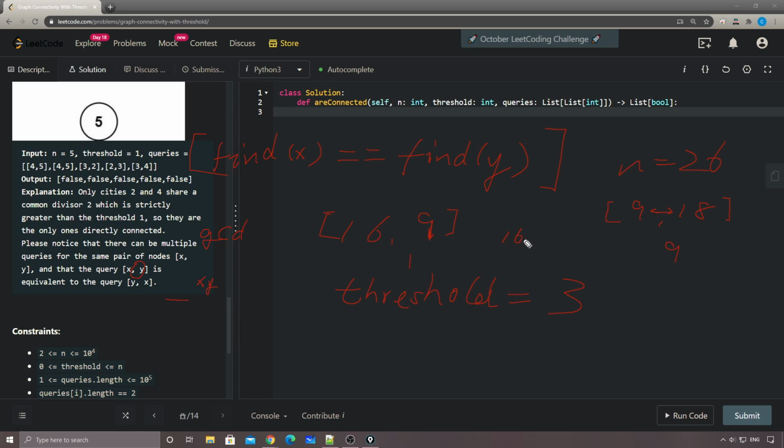16 and 24 are connected, right? Because there's a 4 as a common divisor between 16 and 24. So these two are connected, right? And as you can see, 24 and 18 are also connected, because there is a common divisor of 6, which is greater than 3. So that's why the 16 and 9 are also connected.